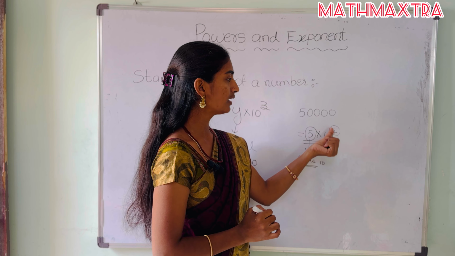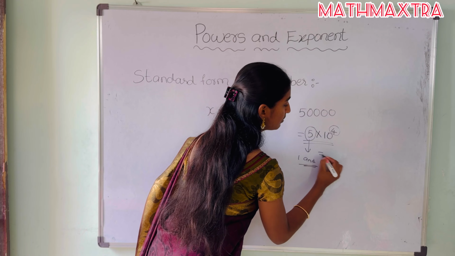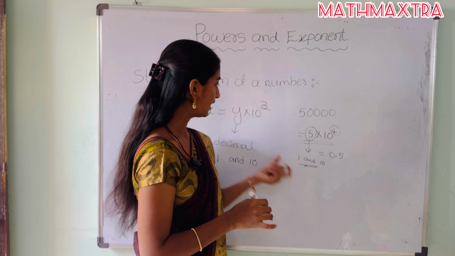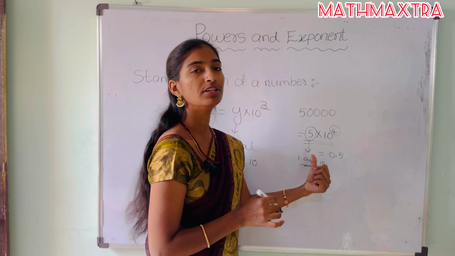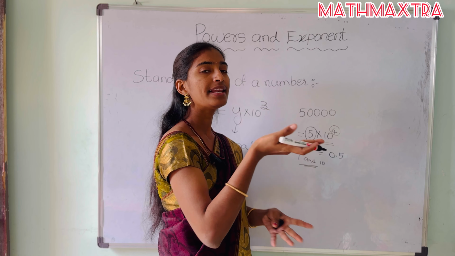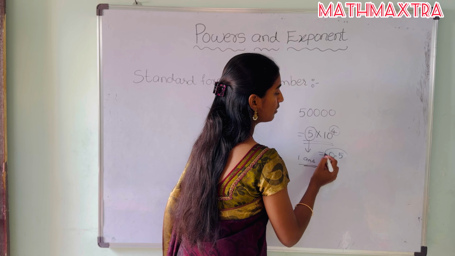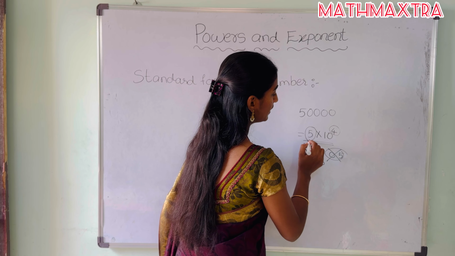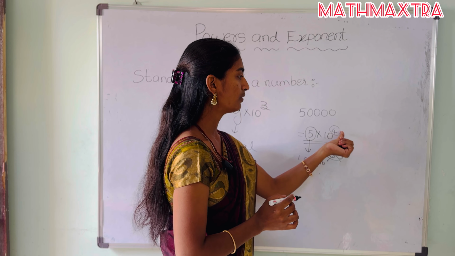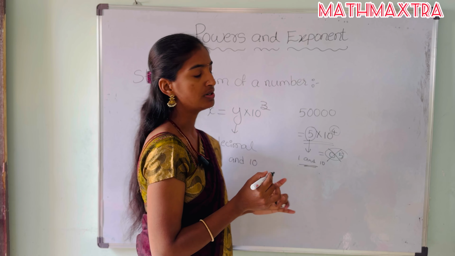See, if you increase 4 to 5, what happens? Automatically this will be 0.5. But he mentioned that this y value must be between 1 and 10, means it must be greater than 1 and less than 10. Yes, isn't it? That is why we should not write like this. It should be a value between 1 and 10, and this 10 to the power of z value must be as large as possible. Okay.